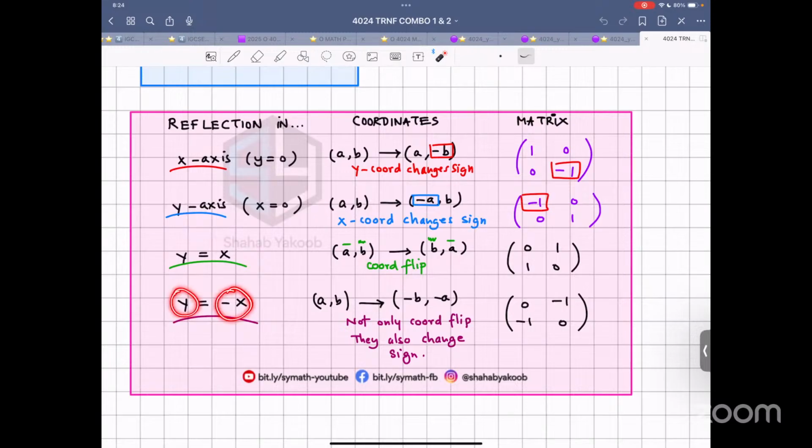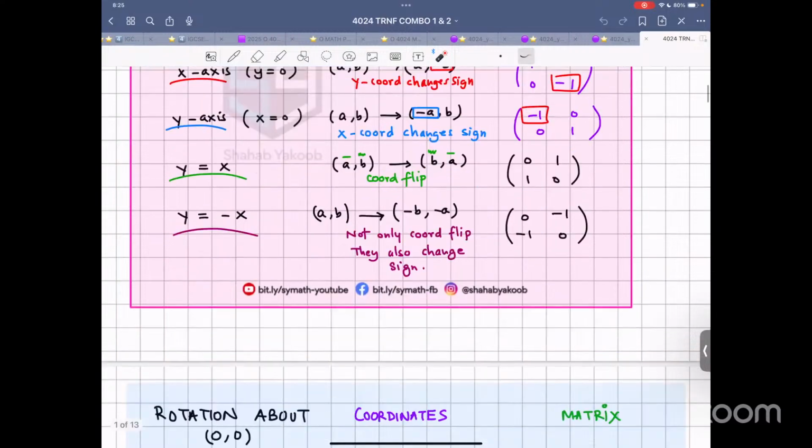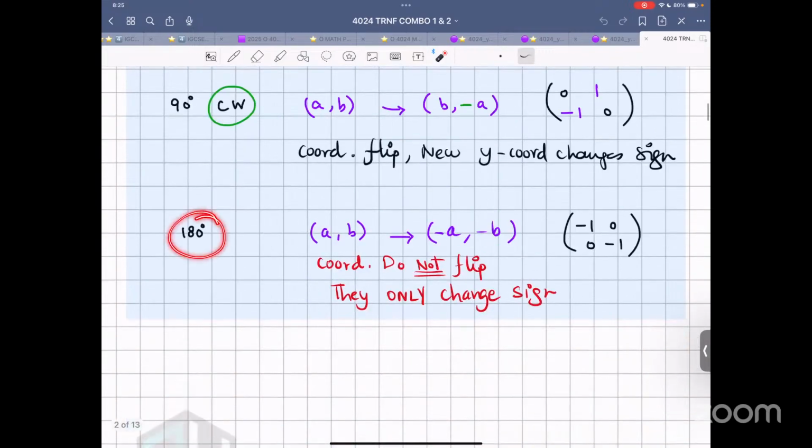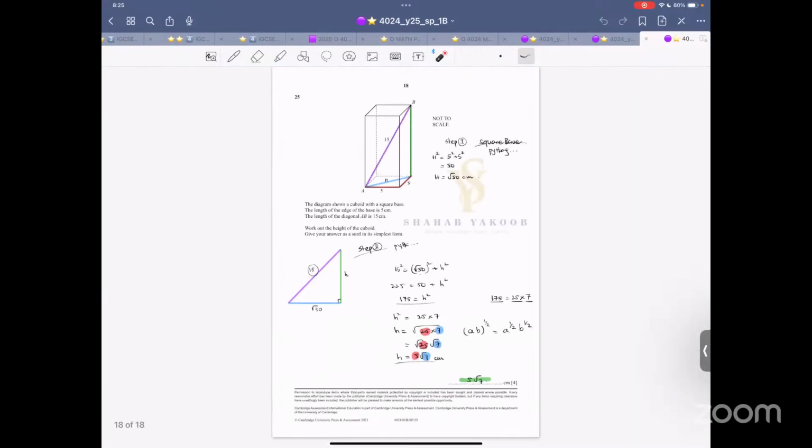When we talk about reflection in the line y is equals to negative x, not only coordinates flip, they're also change sign. Similarly, about rotation, 90-degree clockwise, that is what we did. AB becomes B minus A, coordinates flip, new y coordinate changes. If it's 90-degree anti-clockwise, coordinate flips, new x coordinate changes. If it's 180-degree rotation, coordinates do not flip, they only change sign. So that is the basic idea over here. So I think we did a lot of IGCSE questions.